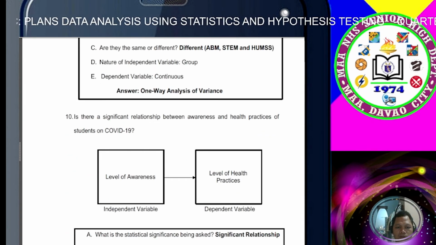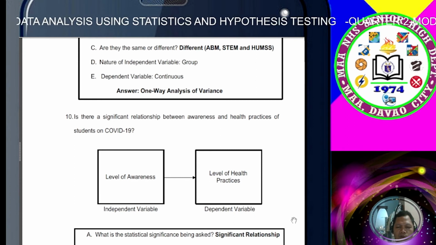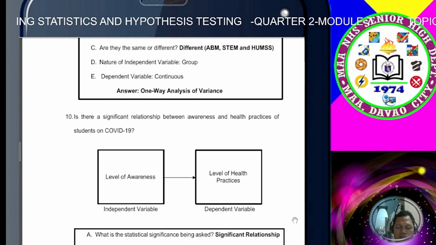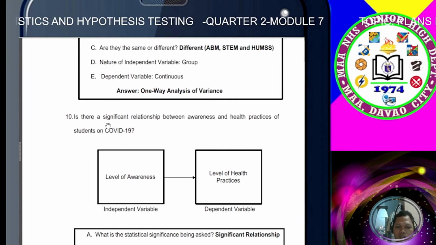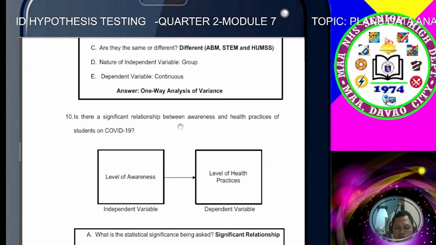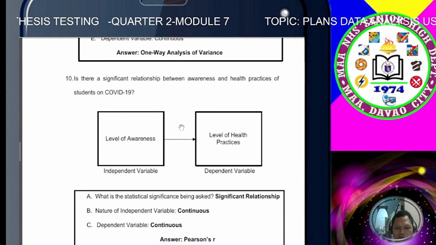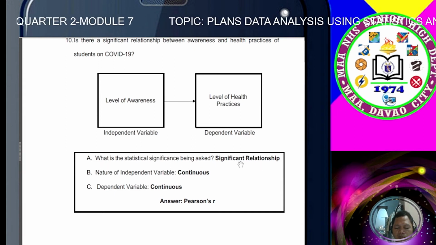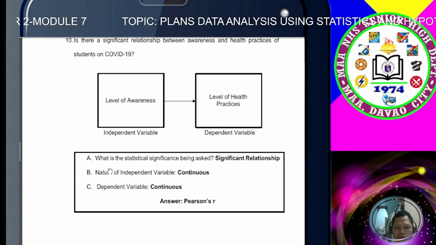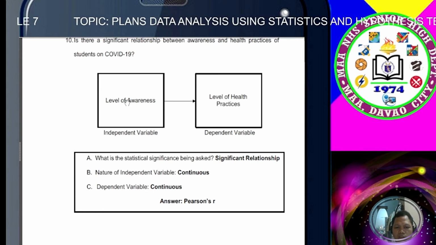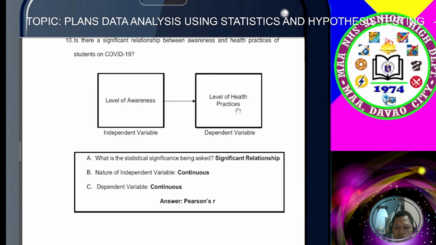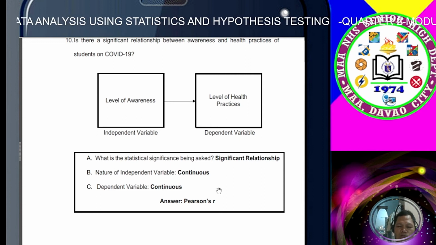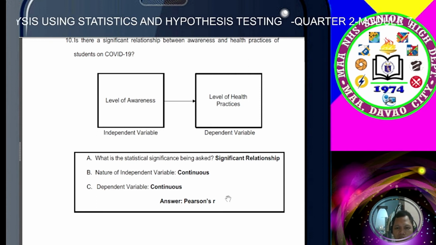Next, number 10: is there a significant relationship between the awareness and health practices of students on COVID-19? Take note, we are now dealing with relationship. Let's summarize the data here. What is the statistical significance being asked? Significant relationship. The nature of the variables: both are continuous. So the answer is, we'll use the Pearson r, or Pearson product moment correlation. Okay.